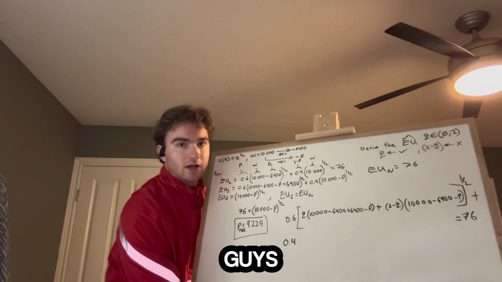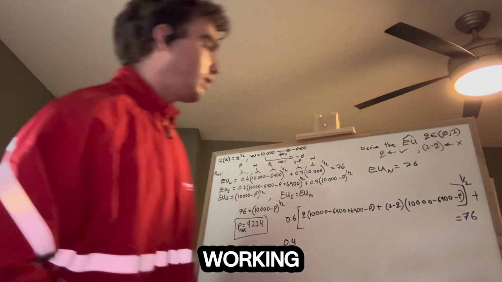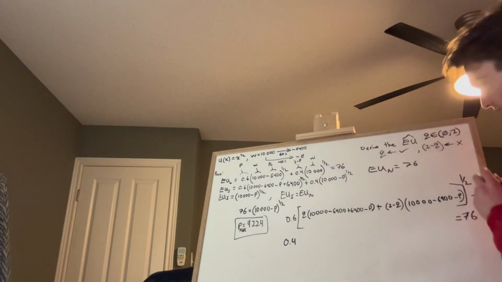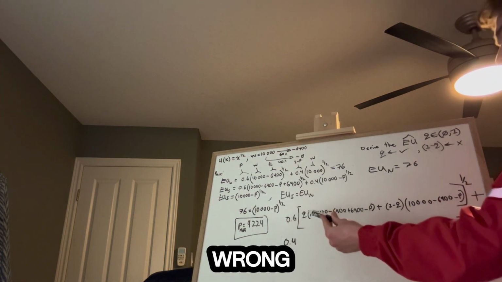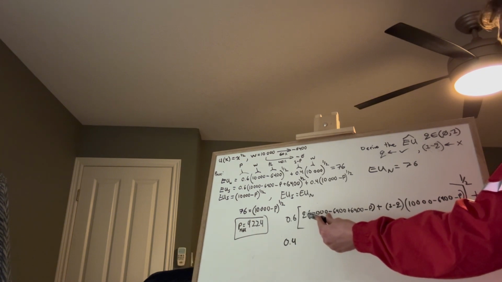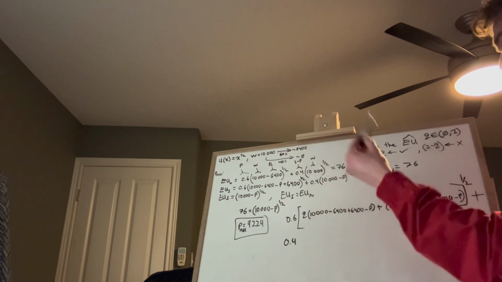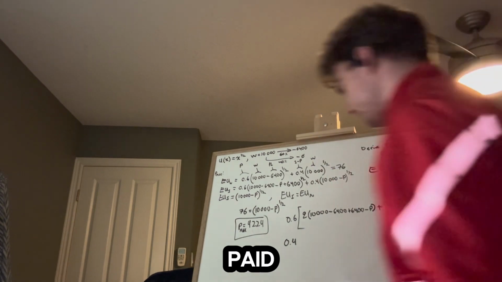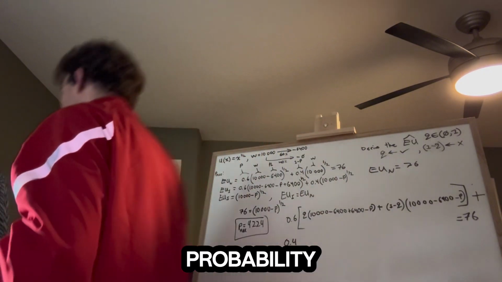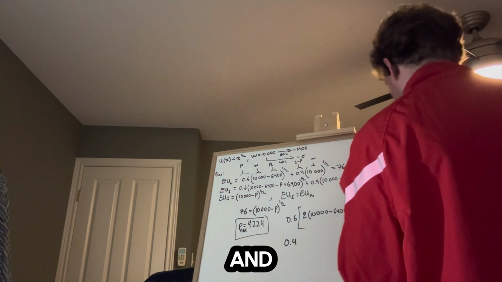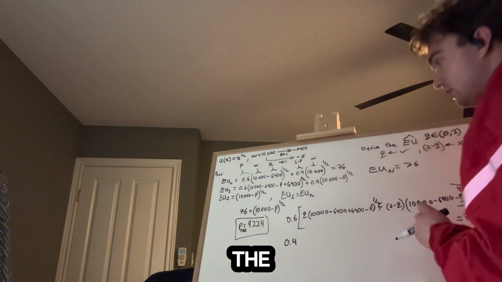Okay, sorry guys. Yeah, I'm working all the way over here, so you've got 0.6 as your probability of things going wrong, where Q is the probability that the insurance is paid, and 1 less Q is the probability that the insurance company does not pay up. And I'm putting my to the power of 1/2.